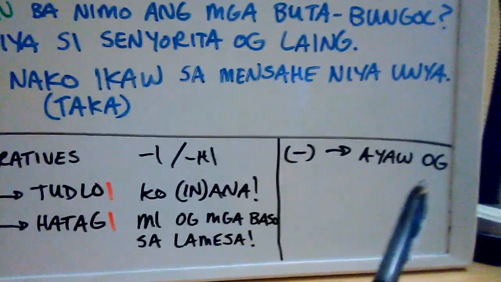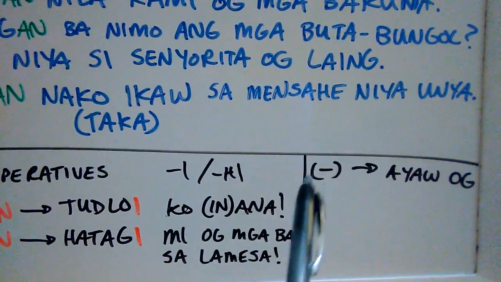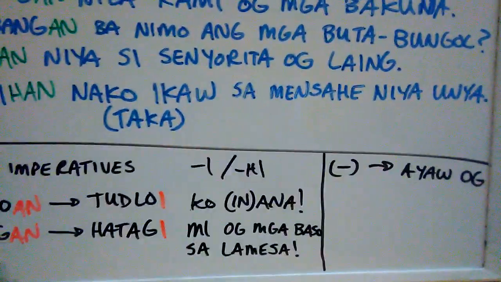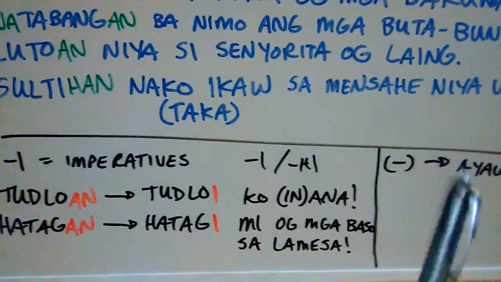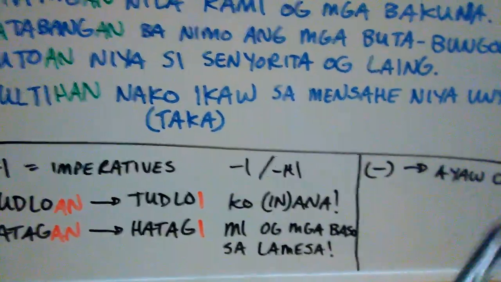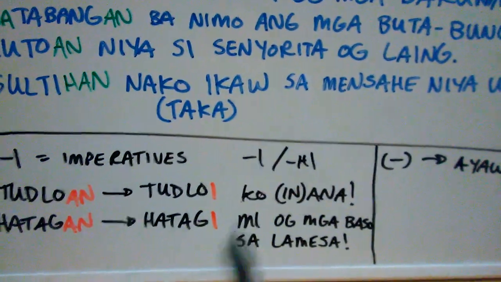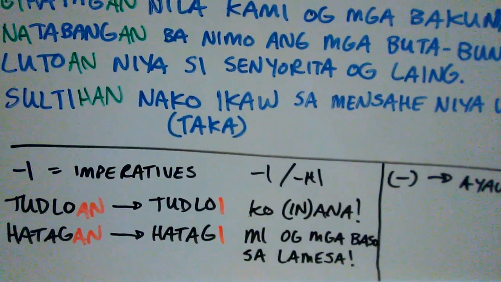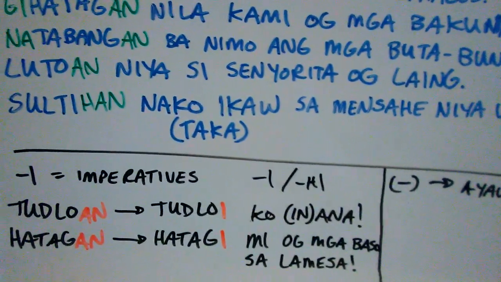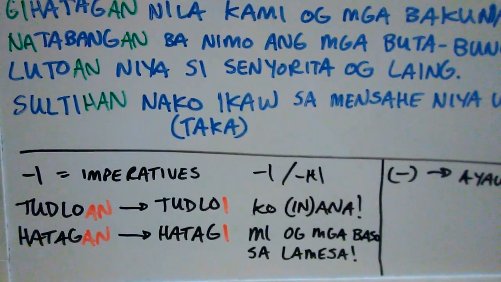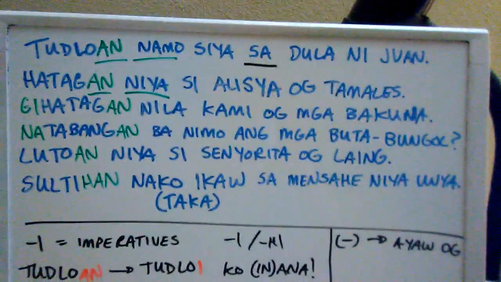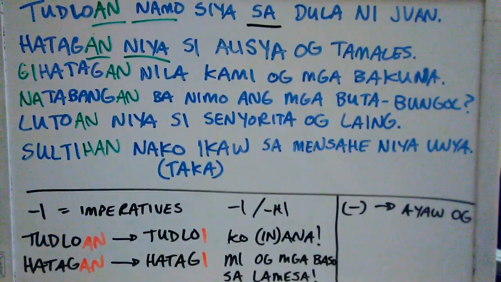Now, if we want to negate it, just like the object focus, we have to use ayaw og, right? And this works for this case, right? Ayaw og tudloi, right? Don't teach, right? Ayaw og hatagi, don't give, right? It's an imperative, a command form. I'm telling you not to do it, or I'm telling you to do it, right? I'm commanding you. So hopefully this video kind of helped you understand now.